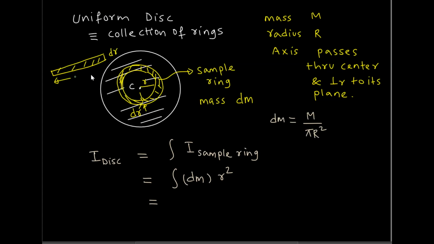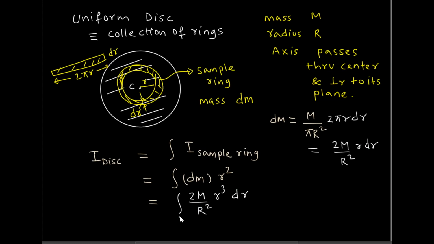Oh, 2 pi r. Very good. So this time it will be 2 pi r, so area will be 2 pi r dr. So from here, our dm will be 2 capital M by R square into r dr. So if I substitute here, what do I get? I get 2 capital M upon R square, and then there is another r square already present here. So this would become r cube dr.